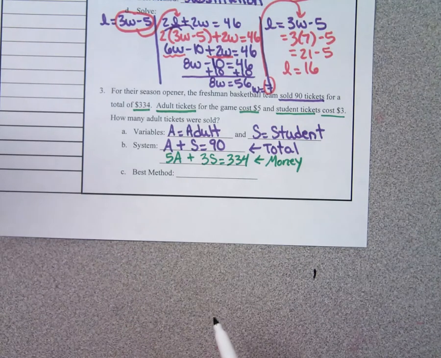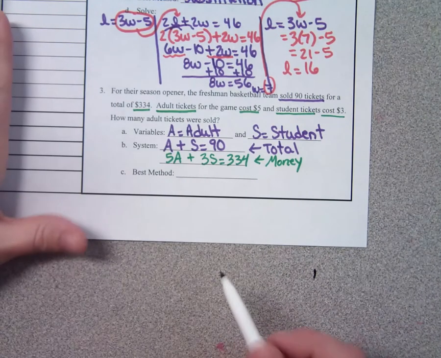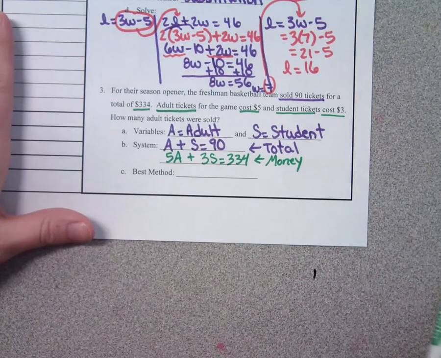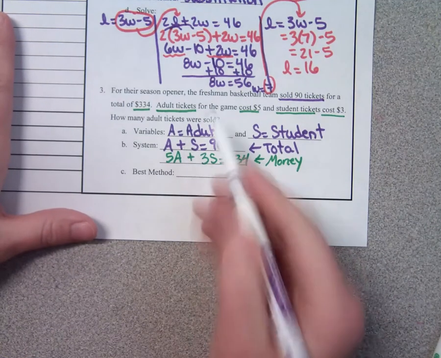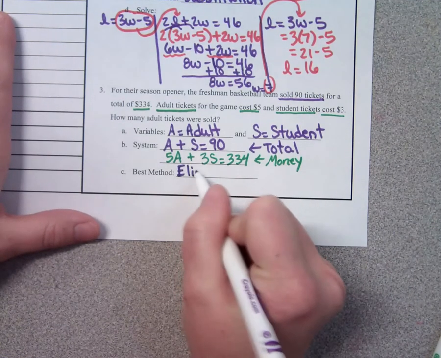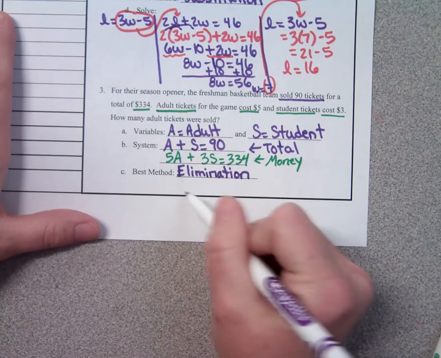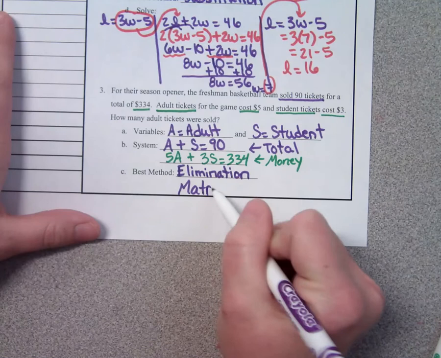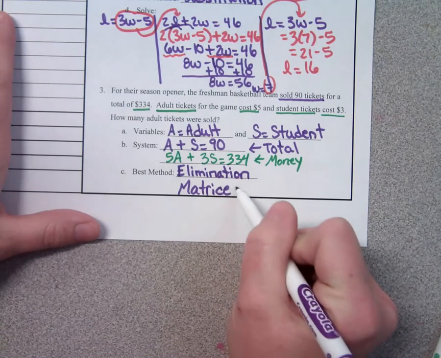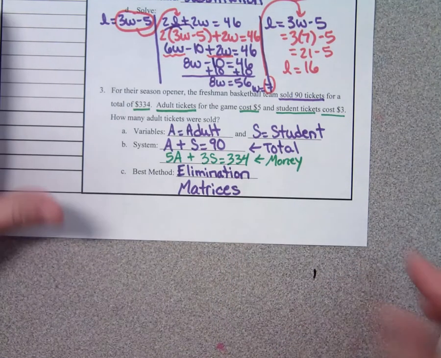Okay, if I were to solve this by hand, the best method would be elimination. I don't have any isolated variables, so elimination is what I'd want to use. However, if I was using the calculator, I would do this with matrices because that would be super easy as well.